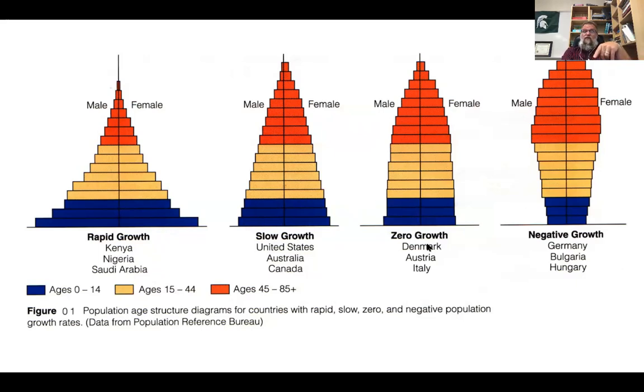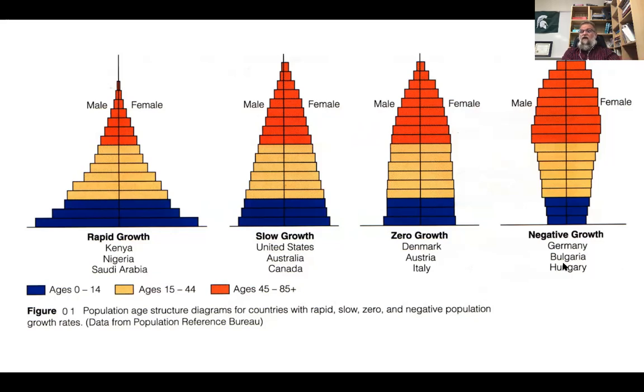Zero growth are countries that have made it through the transition. You're now almost a box until you get to the very oldest ages, which means each generation is about the same size as the generation before it. You're simply replacing the generation before you, and that's creating slow, steady growth. Countries like Denmark, Austria, Italy, all European countries, these are countries that have completed the transition all the way through stage 3.